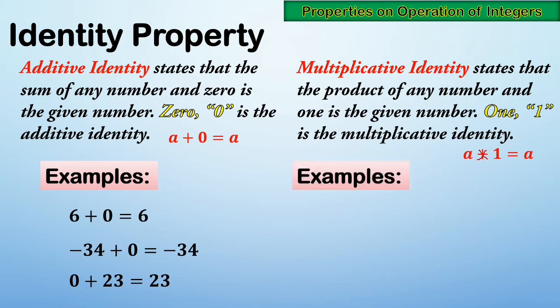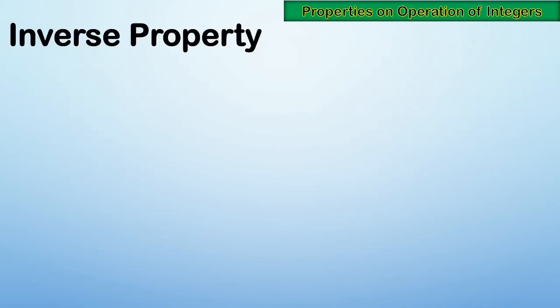Okay, example, 6 times 1 is 6. The multiplicative identity is 1. Negative 34 times 1 is negative 34. 1 times 23, then the answer is 23. The multiplicative identity is 1. The additive identity is 0. Identity property, parang gumamit ng salamin. Okay? Next one is inverse property.